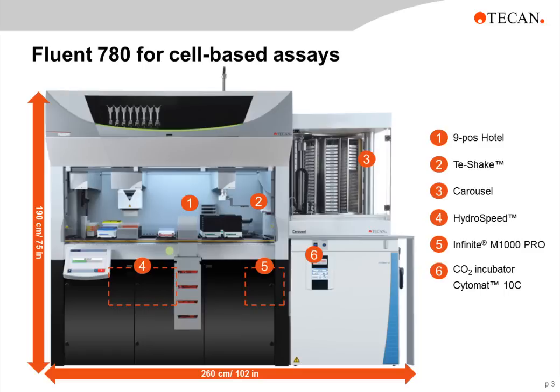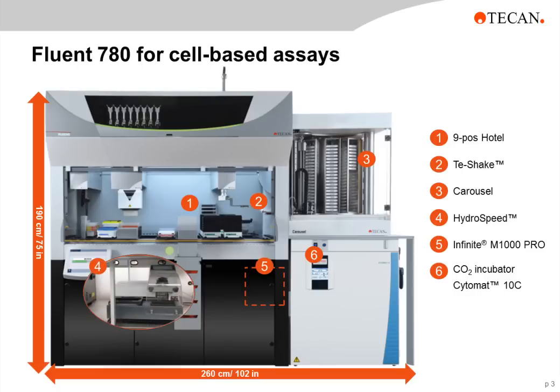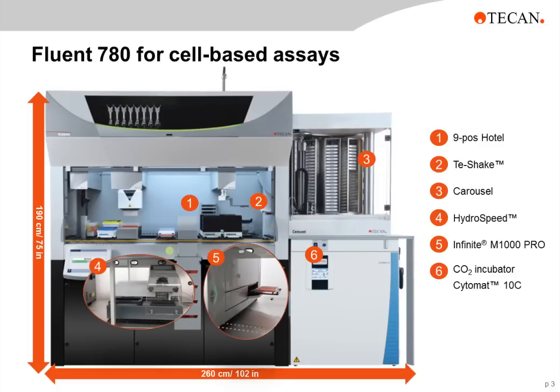The devices that are integrated below deck are shown in this small animation. Number 4 is a hydrospeed that you can use for gentle cell washing. And number 5 is one of our multimode readers, the Infinite M1000 Pro. In this third small animation you see the transfer station of the Cytomat. So you see that the right-hand opening in the deck is the access point for 2 devices below deck, and that the transfer station of the carousel is sitting just above this opening. That is a really compact instrument that you see here.